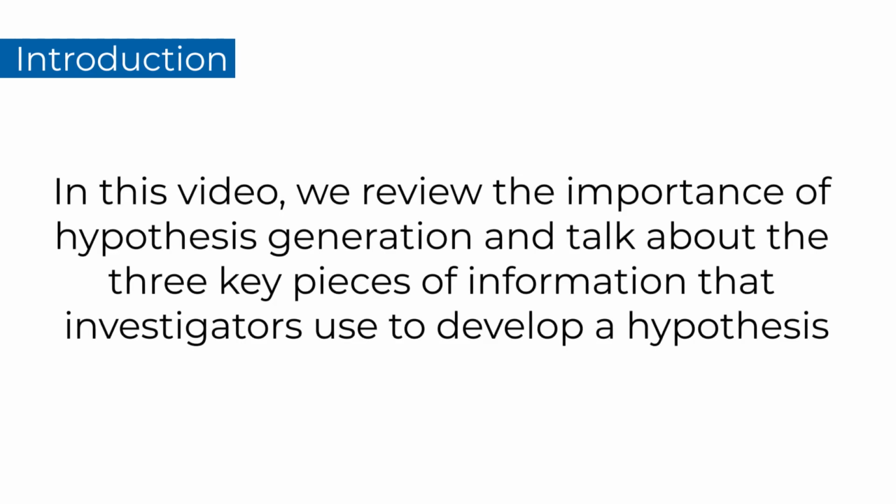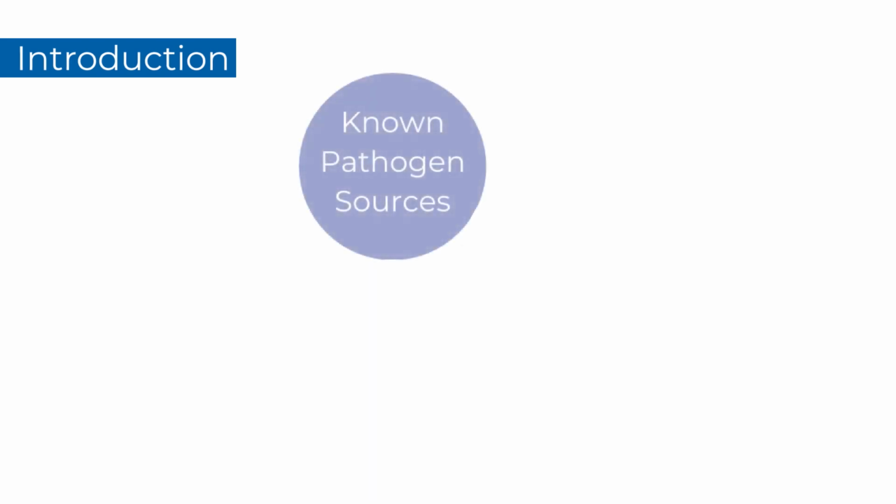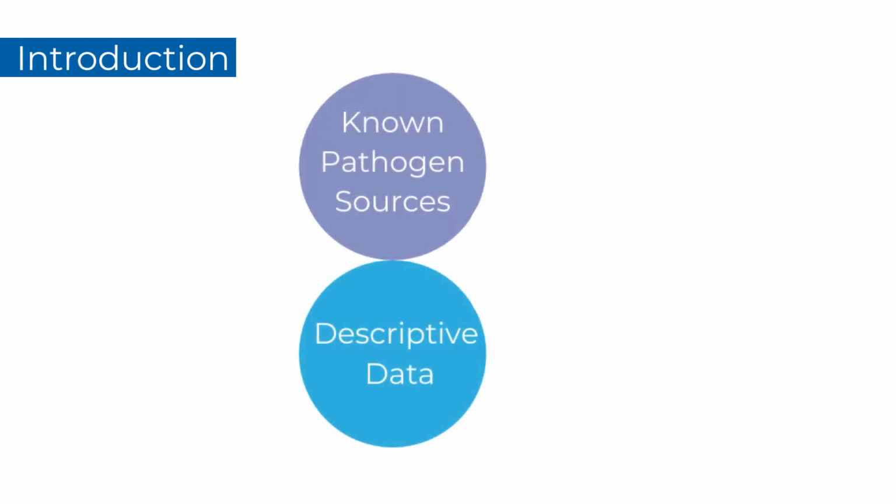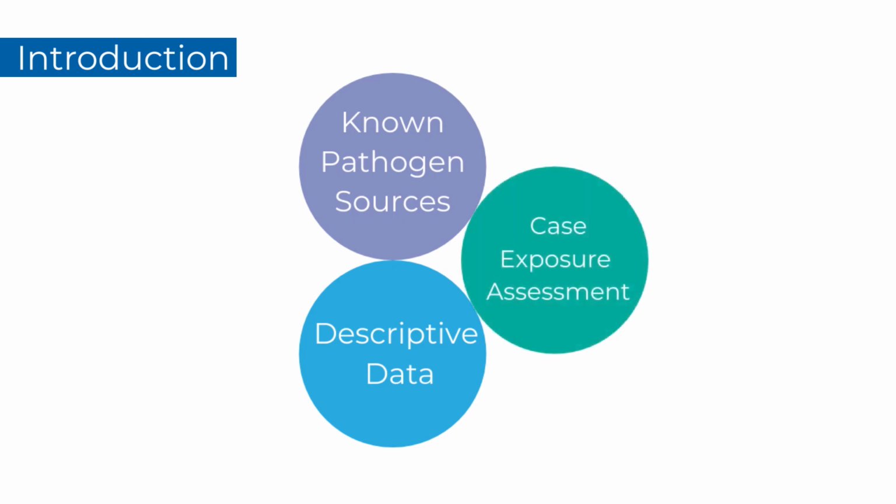A good hypothesis is essential to figuring out the source of illnesses during a foodborne outbreak investigation. In this video, we review the importance of hypothesis generation and talk about the 3 key pieces of information that investigators use to develop a hypothesis: known sources of the pathogen causing illness, descriptive data including person, place, and time characteristics of ill persons, and case exposure assessments or case interviews.